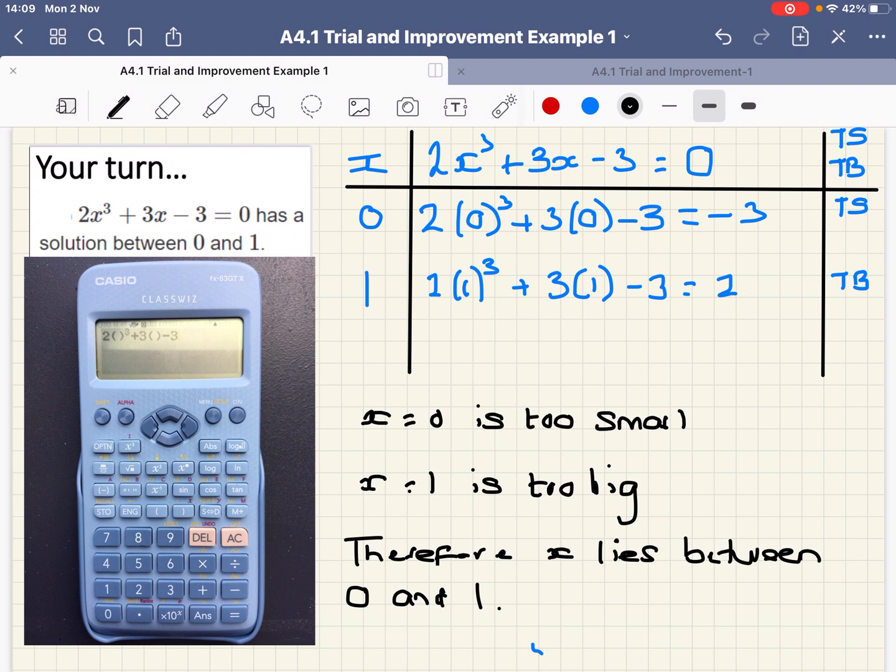Now you could do this without a calculator, just by substituting the values in and remembering that where we have a bracket, that means we've got 2 multiplied by the value that has been cubed inside that bracket. So 0 cubed is 0, times by 2 is nothing. We've got plus 3 times 0 would give us 0 as well, leaving us with that minus 3 at the end there. Okay, have a go at the next questions now.